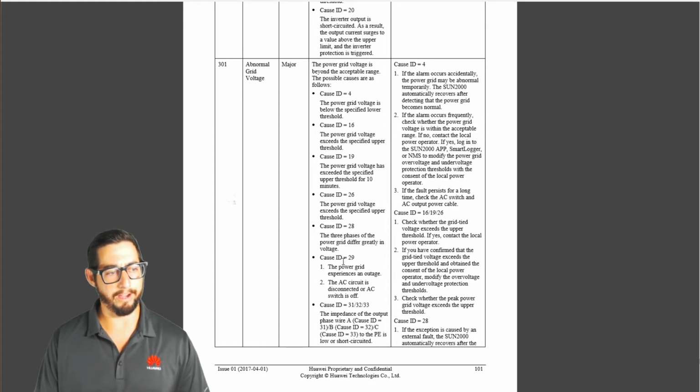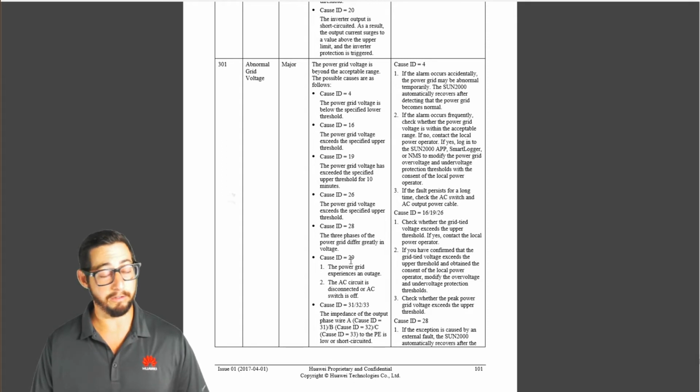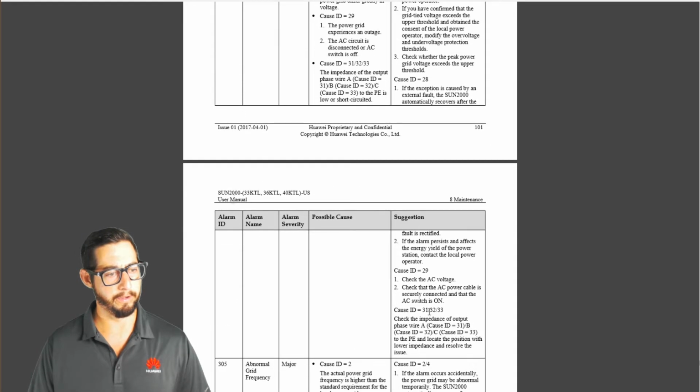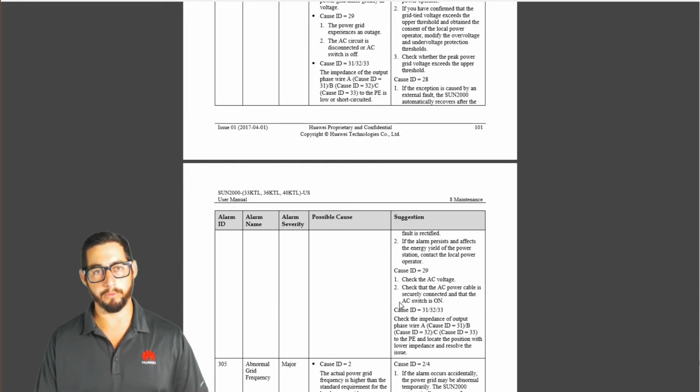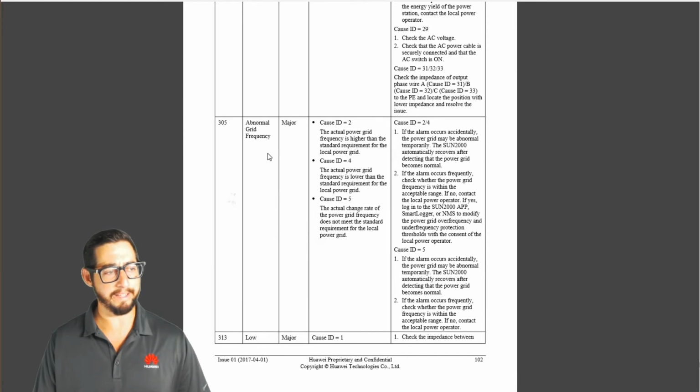I like to use cause ID 29 because it's really, really common. People call about it sometimes, and it's just that you don't have any AC power. Here we go: cause ID 29, check the AC voltage. So it tells you what's wrong with it, how you can fix it, and what the inverter is seeing. And that's the same with all of these.